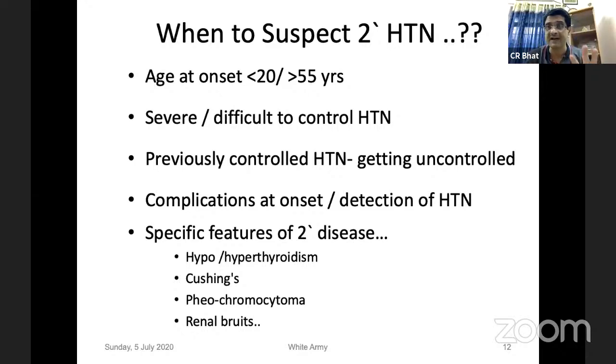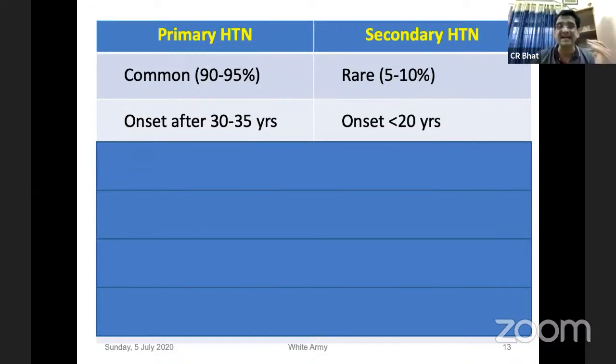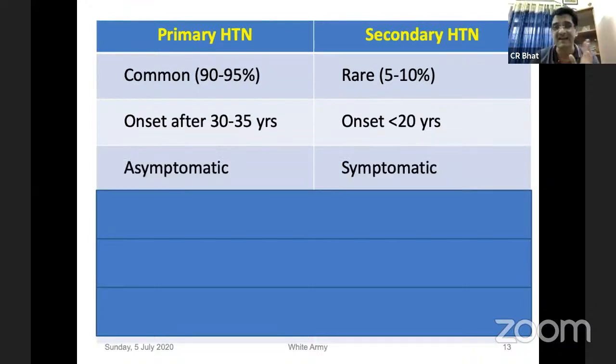Now, why is it important? If you find the cause for the secondary hypertension and you can treat that secondary cause, the hypertension can be easily controlled or even sometimes cured. So again, one of the very commonly asked questions for UG students is, how do you differentiate primary from secondary hypertension? As I said, primary is very common, 90 to 95%. Secondary is very rare. Primary onset is between 30 to 45 years, whereas secondary hypertension, most of the time, starts either before 20 years or after 55 years.